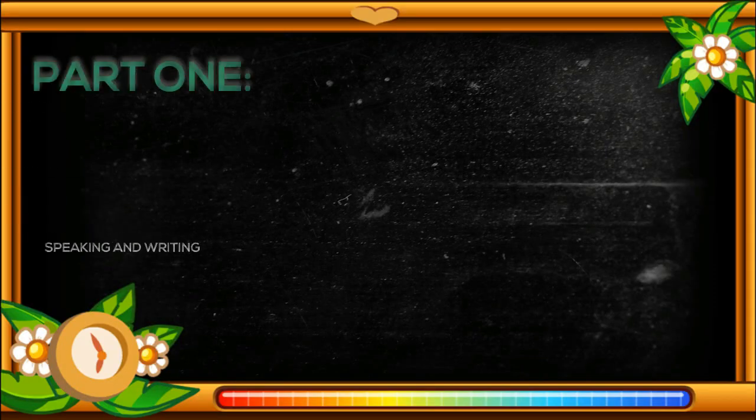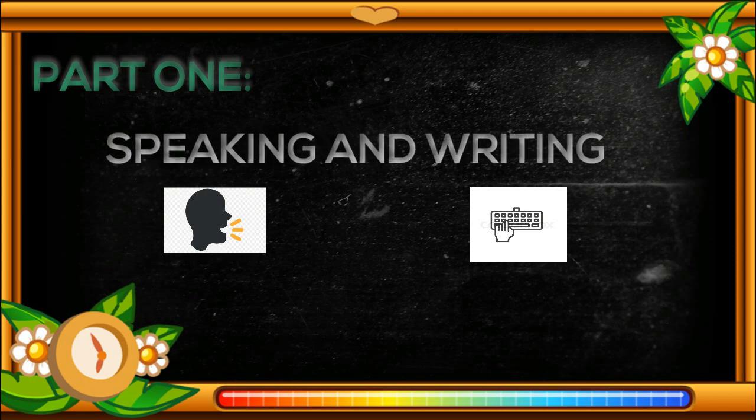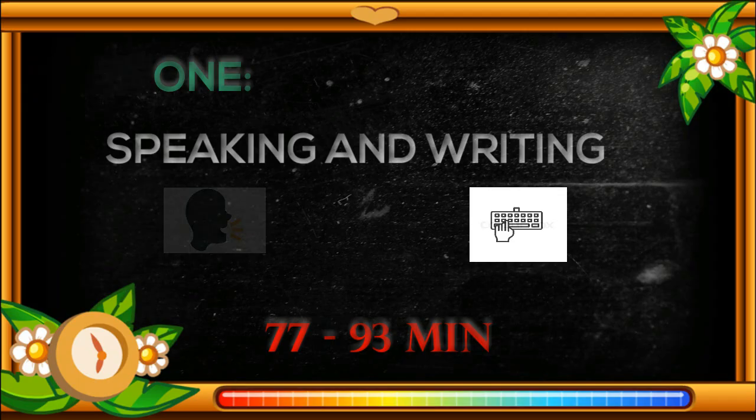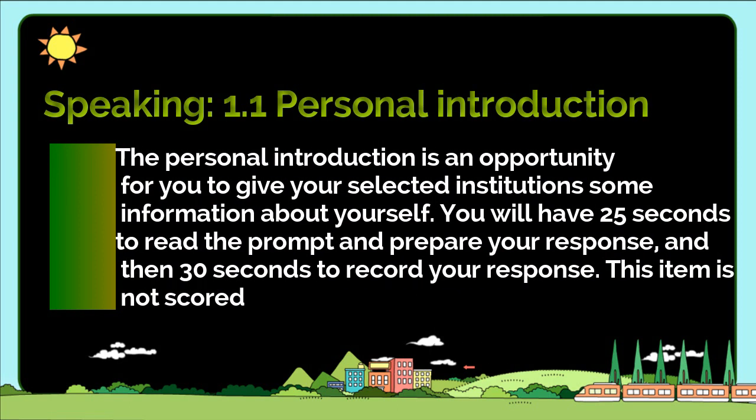In part 1 you will be tested on your speaking and writing skills. The time given to this section is 77 to 93 minutes. First task of speaking is personal introduction. The personal introduction is an opportunity for you to give your selected institutions some information about yourself. You will have 25 seconds to read the prompt and prepare your response, and then 30 seconds to record your response. This item is not scored.